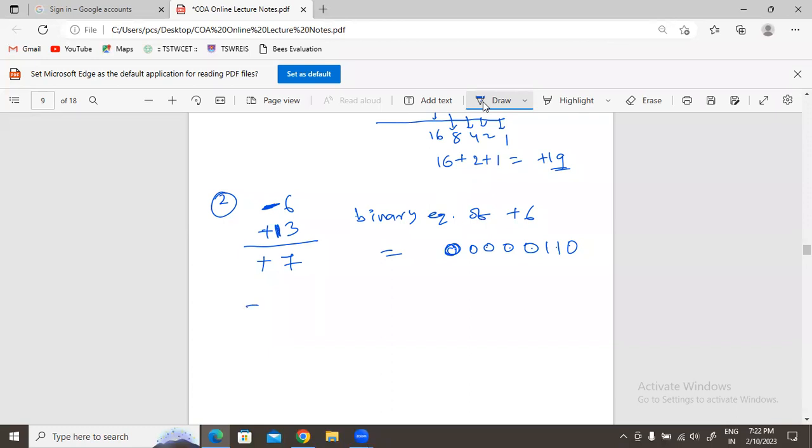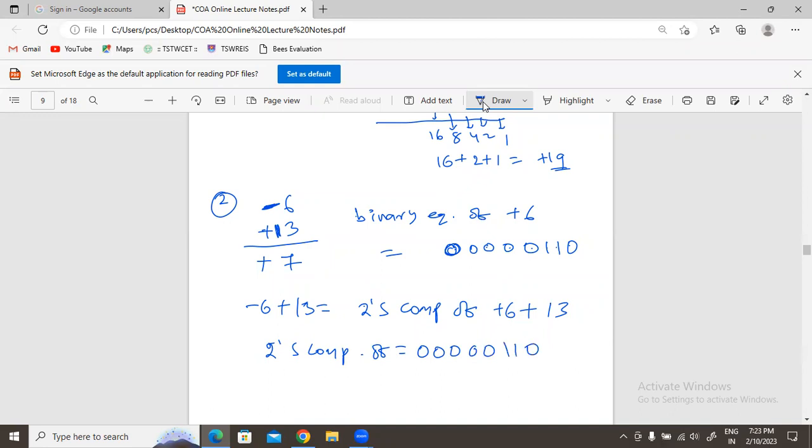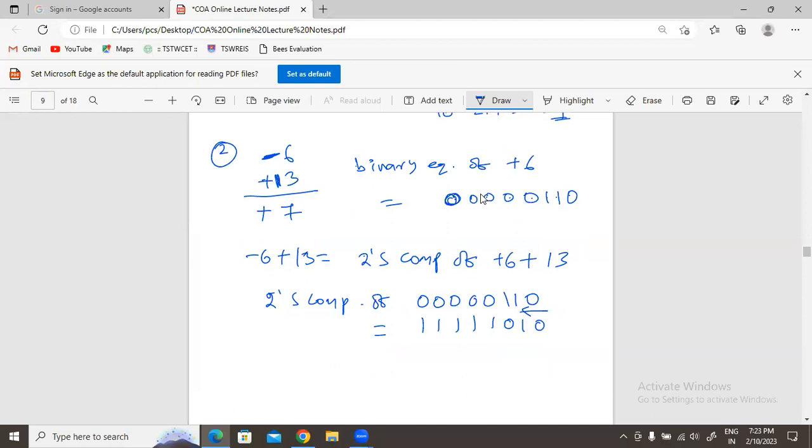Now, minus 6 plus 13 equals the 2's complement of plus 6, plus 13. You perform the arithmetic addition. What is the 2's complement of 0, five zeros, then 1, 1, 0? Up to the first occurrence of 1, the value is the same, and the remaining bits are complemented. The 2's complement of 6 is 1, 1, 1, 1, 1, 0, 1, 0.